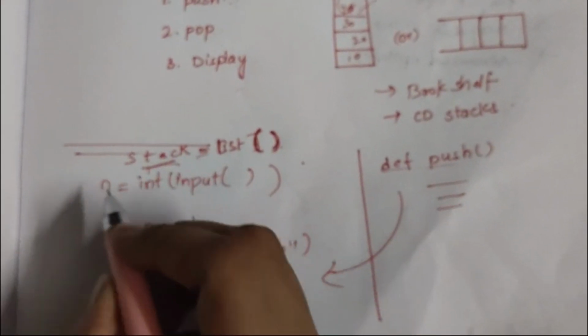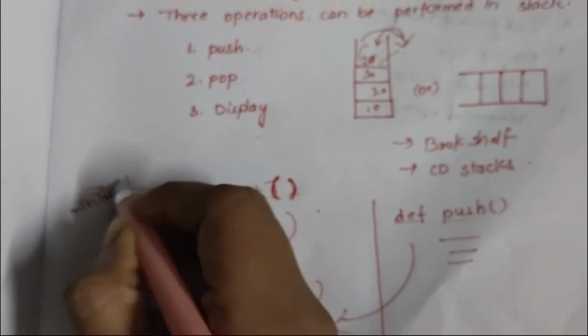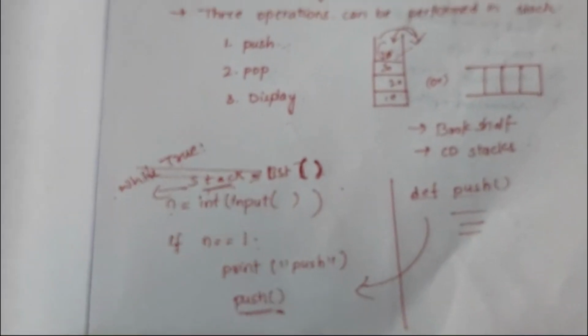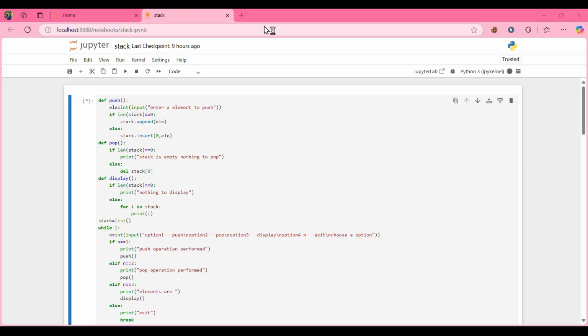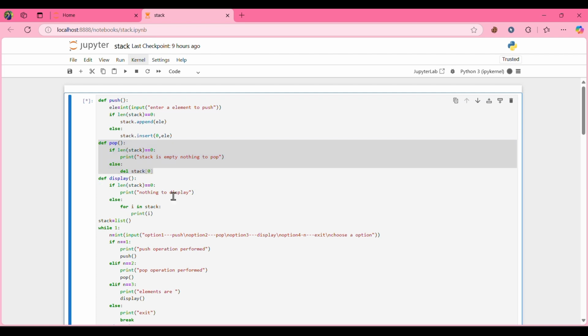For repeating this condition, here you need to write a while loop. While true or while 1. 1 means true, right? So in the next step, we will see the execution of the code. Execution of the program. See, first you need to define them: push operation, pop operation, display operation.